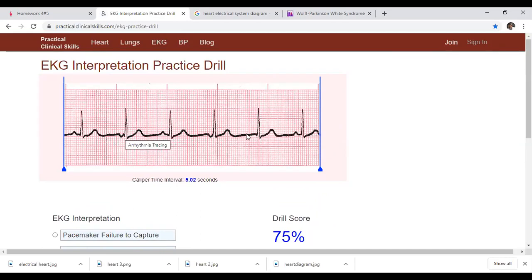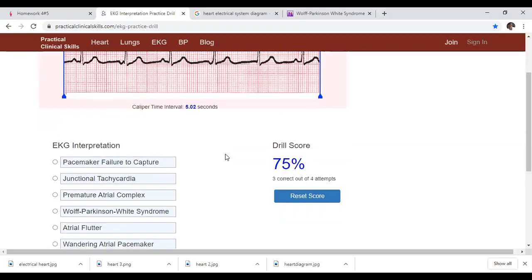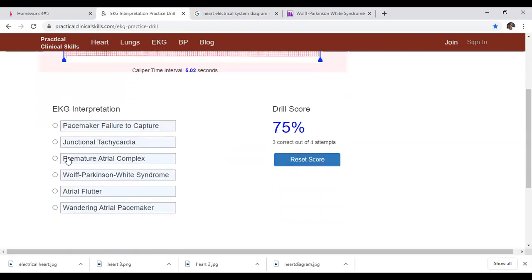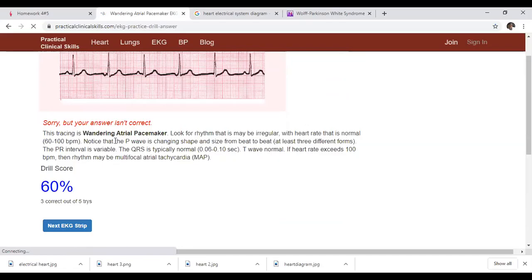Yeah, like right here, there's no P wave at all, okay? So you won't see those types. Let's see what that is. I'm going to tell you, junctional pacemaker failure to capture. I'm thinking it might be this pacemaker failure to capture. No, it's a wandering atrial pacemaker.